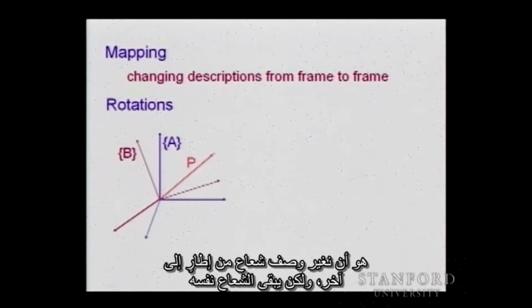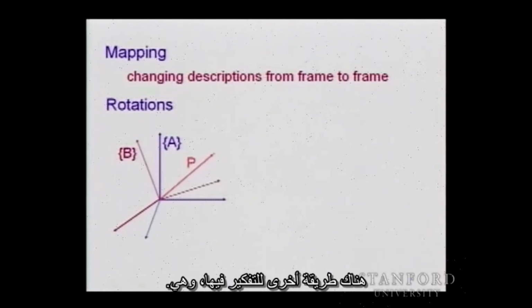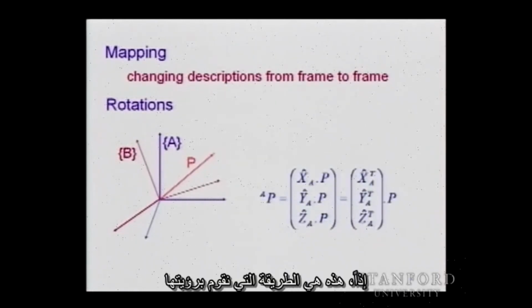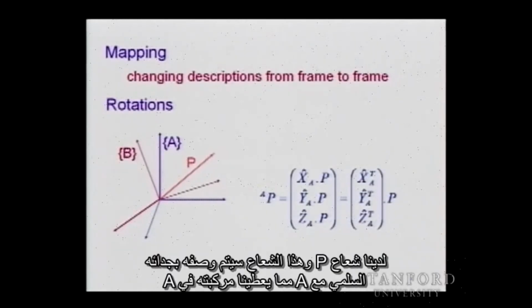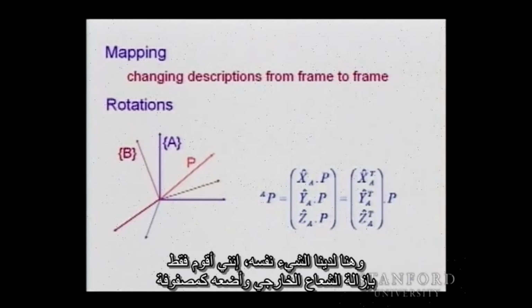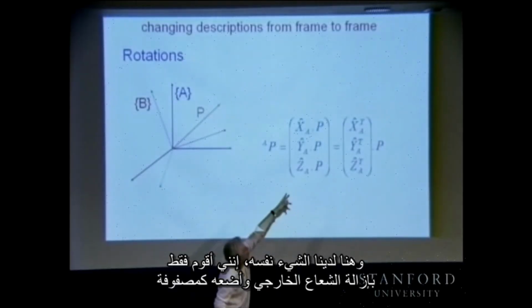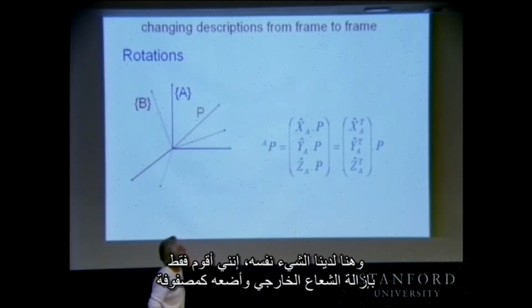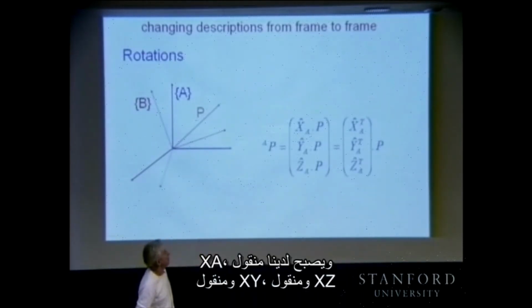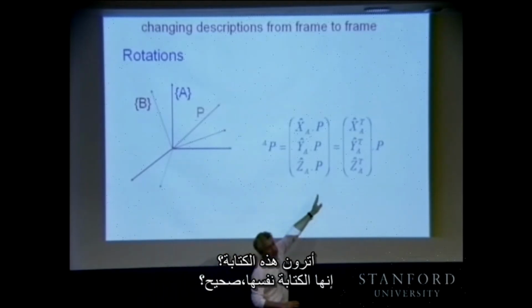That is, we are changing the description of a vector from one frame to another frame, but the vector remains the same. There is another way of thinking about it. You have a vector P, and this vector P is going to be described by its dot product with A to give you its component in A. And this is the same thing. I'm just removing the vector outside and putting it as a matrix. So X_A transpose, Y and Z transpose. You see this writing? It's the same writing, right?